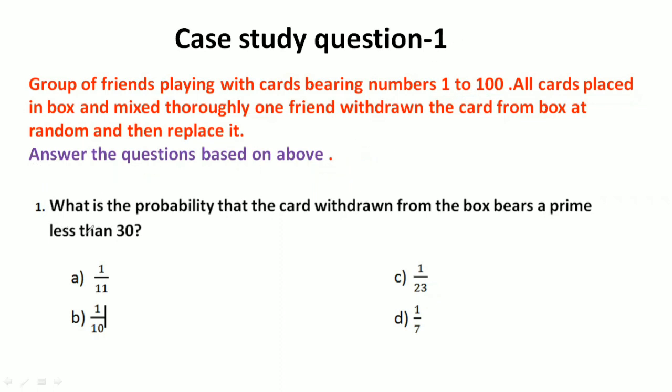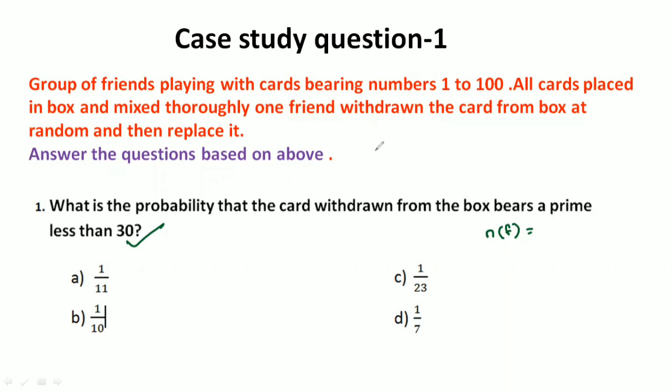The first question is, what is the probability that the card withdrawn from the box bears a prime number less than 30? It's a very easy question, my dear students. First of all, we need to find the number of favorable outcomes. What are the favorable outcomes, that the card bears a prime less than 30?